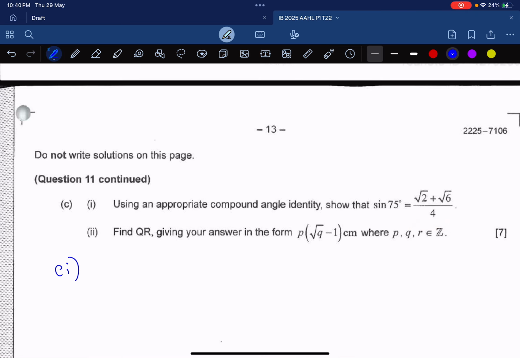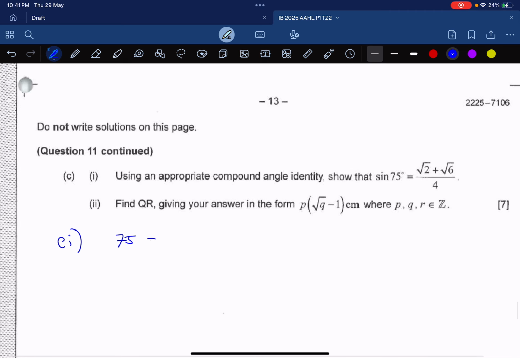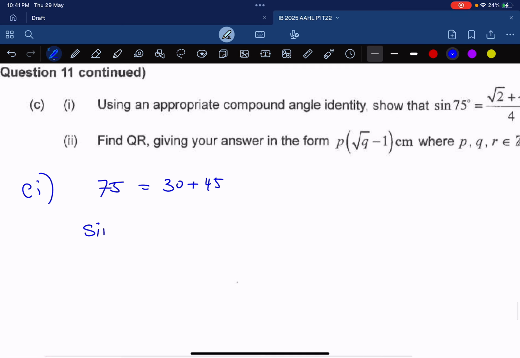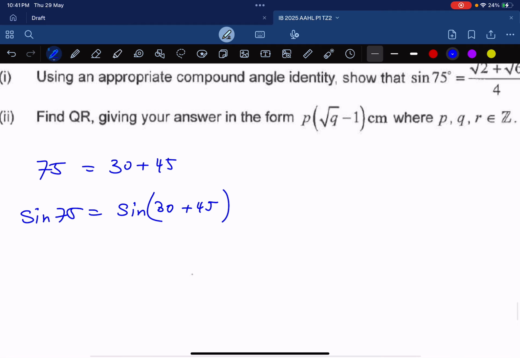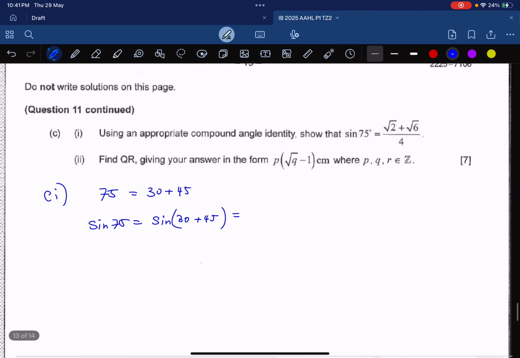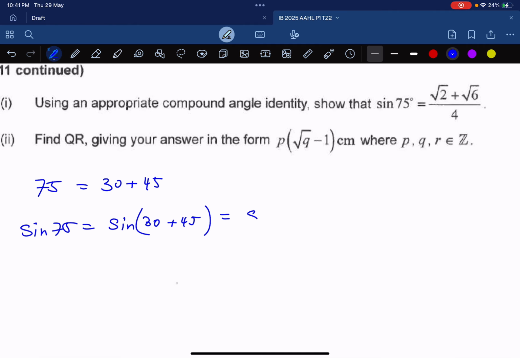This is pretty textbook, to be very honest, because the thing that you know, 75, could be written as 30 plus 45. So what we need to do is just write sine 75 is the same as sine of 30 plus 45. This is just some of the combination that all of us should have known when you first learn about compound angle. So this is sine 30 cosine 45, plus cosine 30 sine 45.